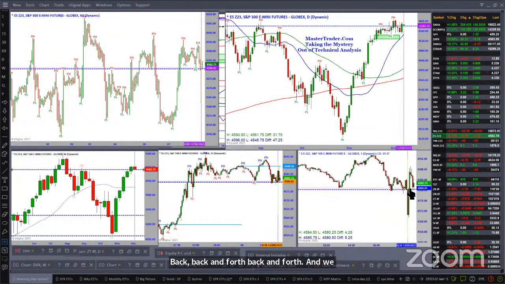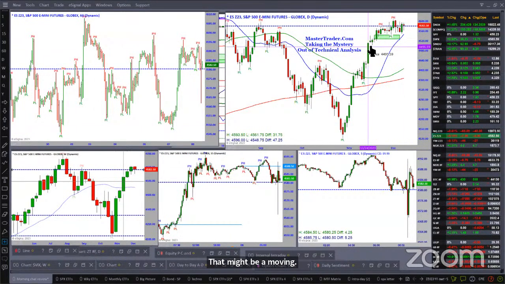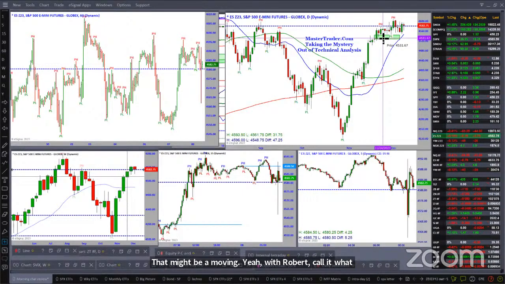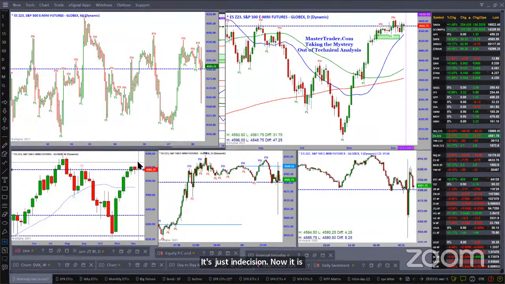And we got this whipsaw on those economic numbers, jobs, whatever. Wasn't anything of significance really. We got this Michigan consumer sentiment and 5-year expectations of inflation coming out at 10 o'clock. That might be a moving, yeah, Robert, call it what you want. It's a sideways, whippy triangle, sure. When we look at this, we just view it as indecision. It's just indecision. Now it is at resistance, but it's extended.